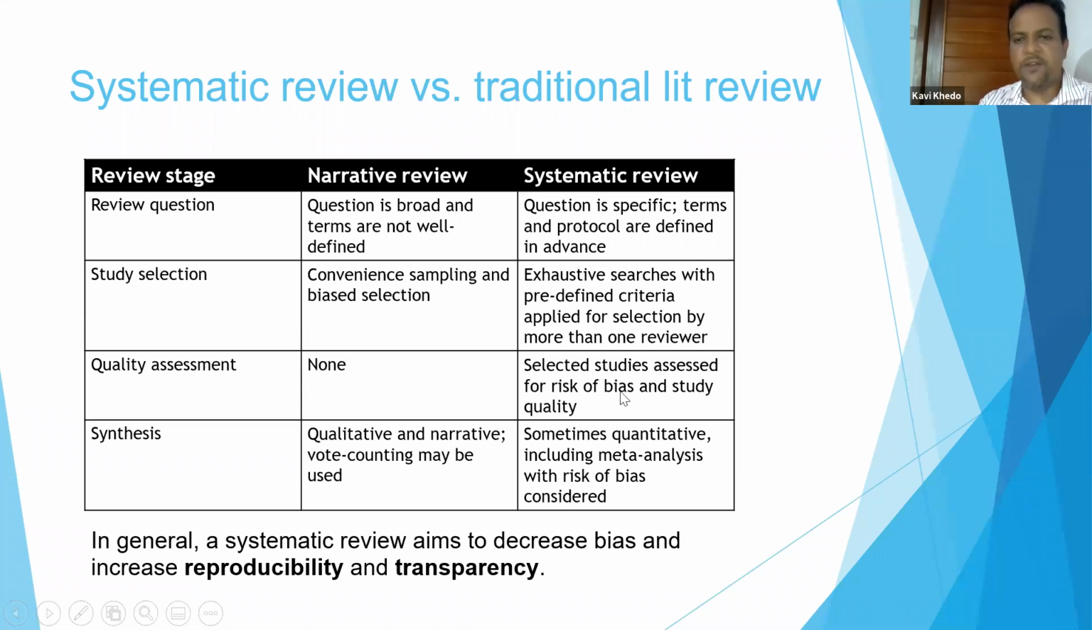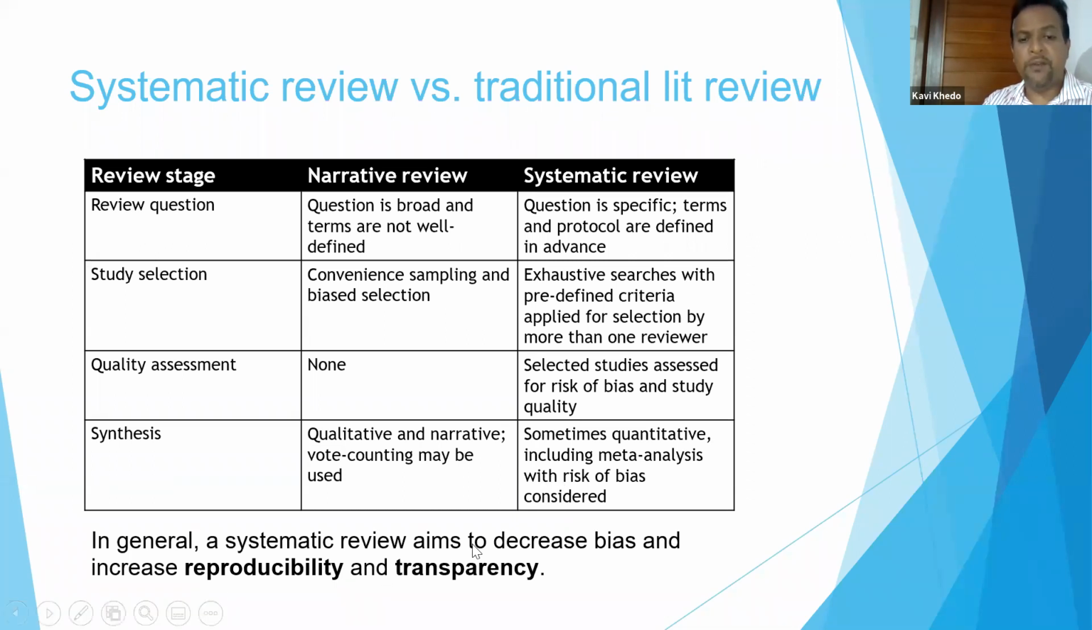The selected studies are assessed for risk of bias. So you see, this problem of bias in literature review is explicitly addressed, and you need to remove it, and also assess study quality. Then synthesis is basically taking all the studies that have been done in the literature, putting them together and coming up with your analysis of those studies. In a traditional literature review, it is qualitative, narrative; you just comment on it. Whereas in a systematic review, sometimes it is quantitative. I'm not saying it is always. It is not necessarily quantitative, but it can be, including meta-analysis. I will comment about meta-analysis as we proceed, with risk of bias considered explicitly. Otherwise it is not a good systematic review.